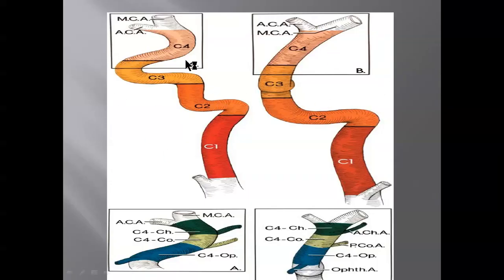Here we can see the supraclinoid part. This is the clinoid portion. The supraclinoid portion is divided into the ophthalmic segment, communicating segment, and the choroidal segment. Ophthalmic segment because of the origin of the ophthalmic artery, communicating segment because of the origin of the posterior communicating artery, and the choroidal segment because of the origin of the anterior choroidal artery. So the supraclinoid segment is divided into three segments: ophthalmic, communicating, and choroidal.